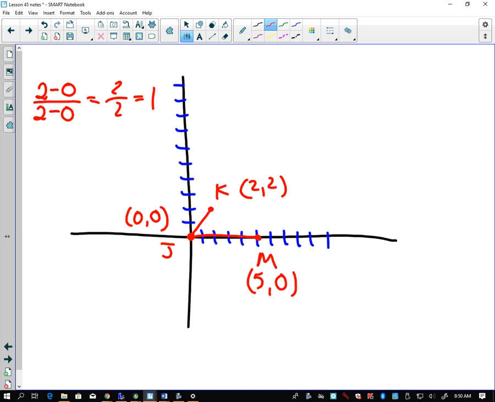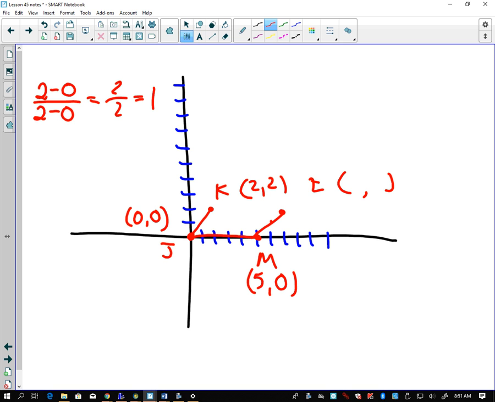Up 1 over 1, up 1 over 1. We're going to go that same distance. Keeping in mind that I'm hand drawing this, that's why it doesn't look very good. Let's see if we can fix that up a little bit. Now that coordinate right there should be the coordinate for L.